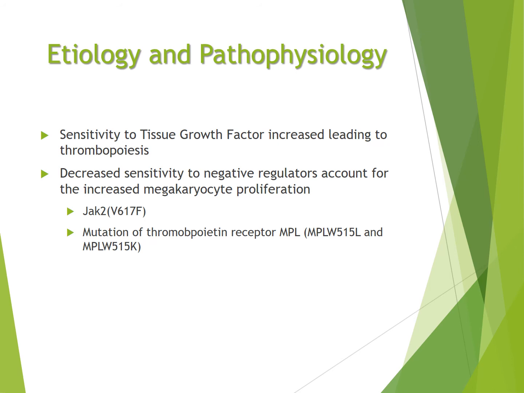The JAK2 V617F occurs in approximately 55% of patients with ET. It has been thought to be sensitive to tissue growth factor, which leads to increasing uncontrolled thrombopoiesis and decreased sensitivity to negative regulators. There could be some mutations in the thrombopoietin receptor, MPL.